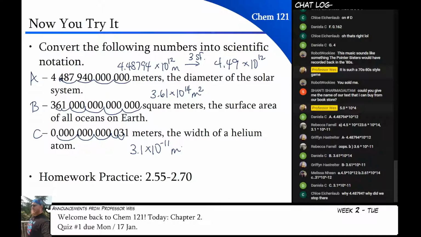So why did we stop at 4.48794? I just stopped when I started hitting all the zeros. Because those numbers as written, those zeros are placeholders, because there's no decimal point. Any questions, let me know.